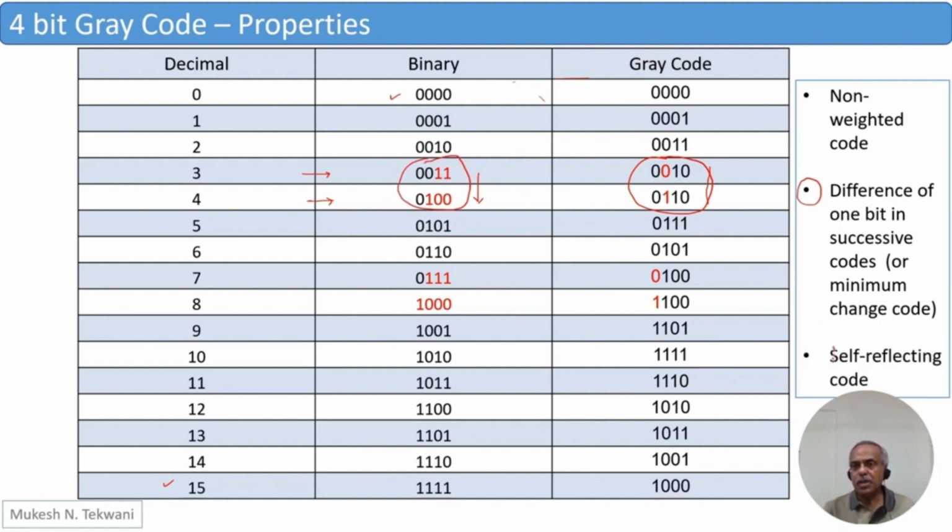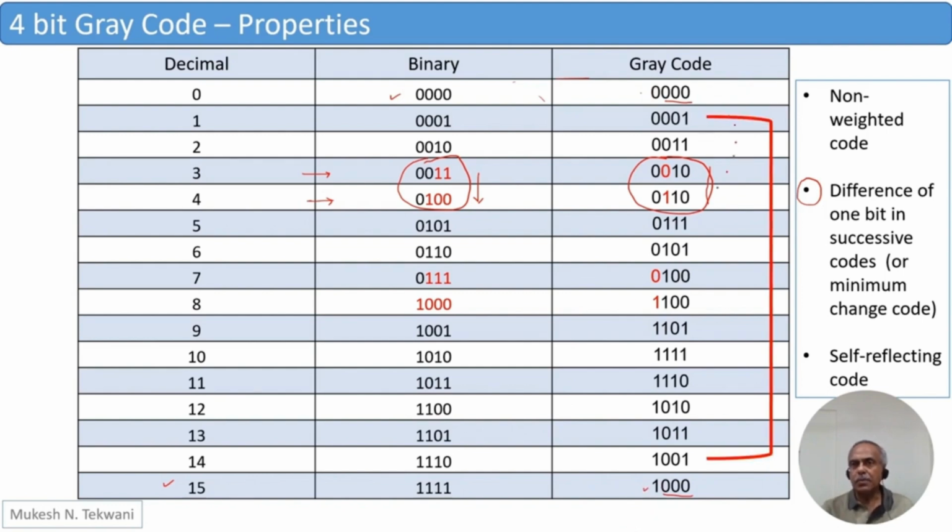But let us observe that self-reflection feature here. Let us consider the first Gray code 0000 and the last Gray code, which is for decimal number 15. Observe that the last 3 digits of this are 000, the last 3 digits of this are 000, and the difference in their two codes is only in the most significant bit.